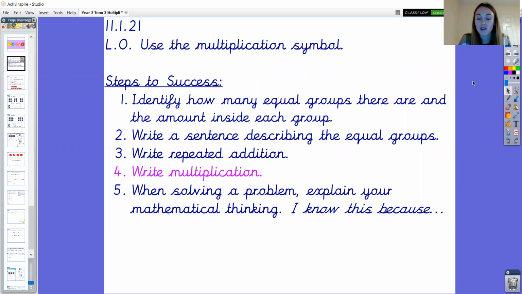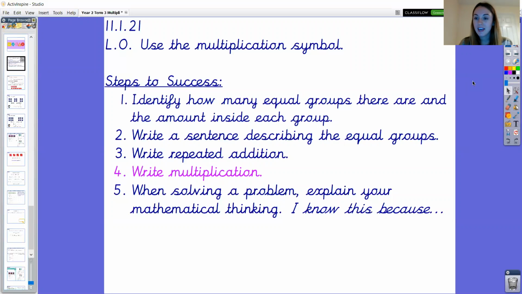Well done, Year 2. So thinking about our steps to success today, first of all, we're going to identify how many equal groups there are and the amount inside each group. The next thing we're going to do is write a sentence describing the equal groups, and we will practice saying this together. Thirdly, thinking about what we were doing last lesson, we're going to write repeated addition.